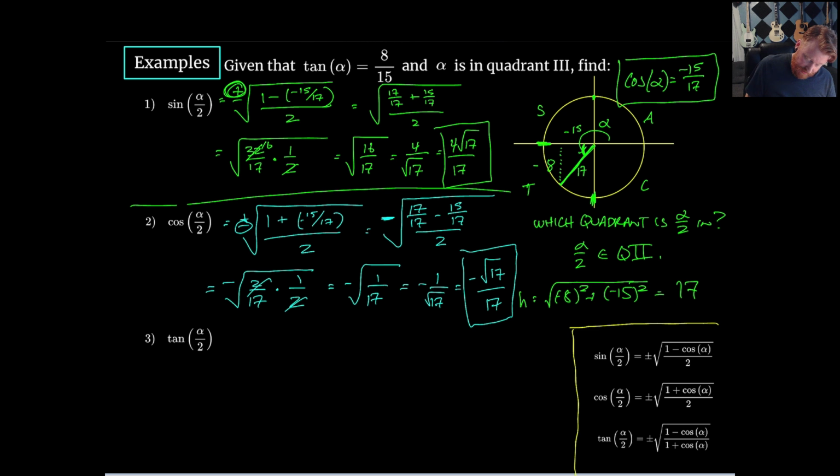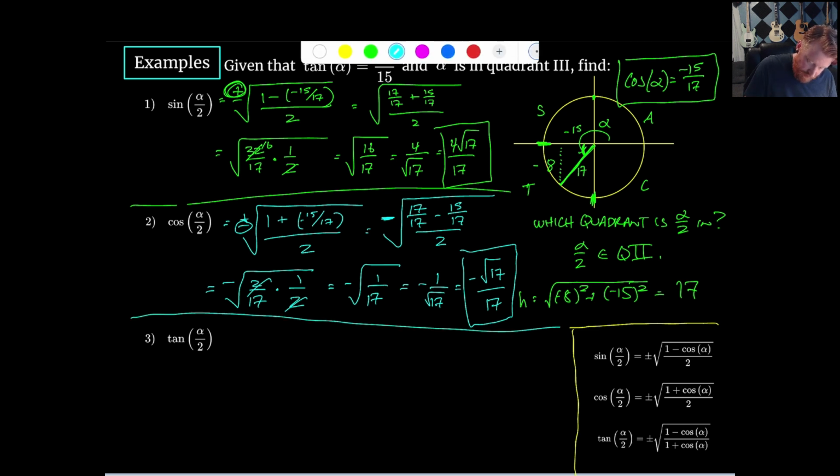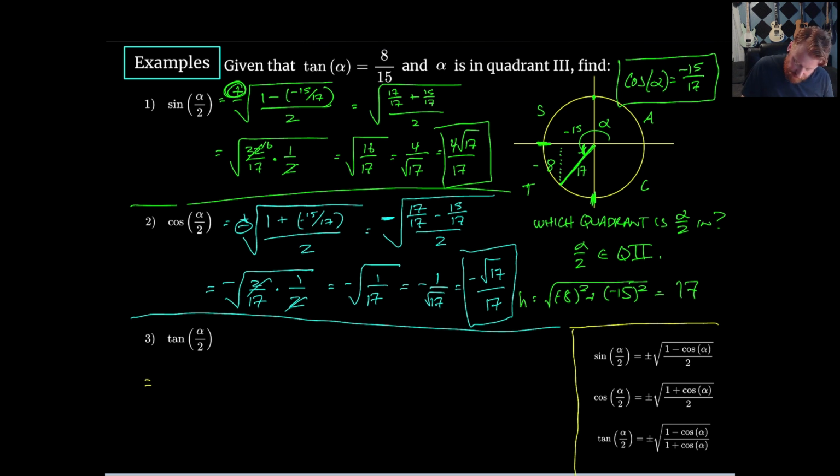And the last one here, we want to get the tangent of alpha over 2. So maybe we'll switch colors just for fun. I want to write this as plus or minus the square root of 1 minus cosine of alpha, which is negative 15 over 17, over 1 plus the cosine of alpha, which is negative 15 over 17. Now let's figure out if we want the positive or negative version here. In quadrant 2, the tangent is negative, so we want the negative version here.